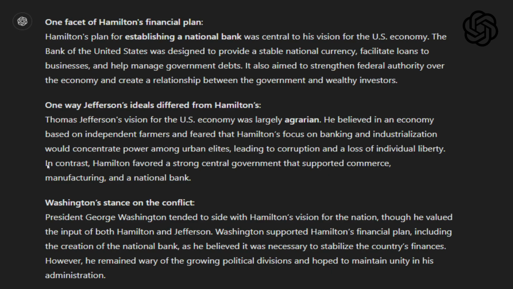And finally, in contrast, Hamilton favored a strong central government that supported commerce, manufacturing, and a national bank. So that's important because if you're going to say what Jefferson believed, you have to mention these ideas of Hamilton that differ from the ideas of Jefferson that you mentioned. So you would make sure you mention that Jefferson focused more on farms and less on industry, and he also believed in a weaker federal government.